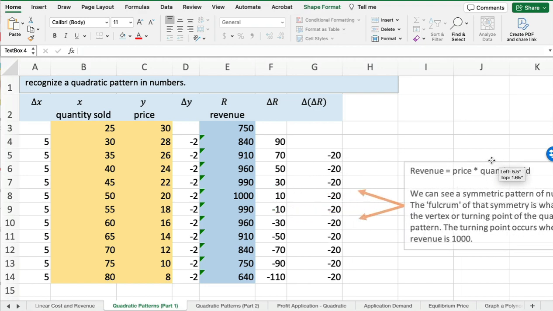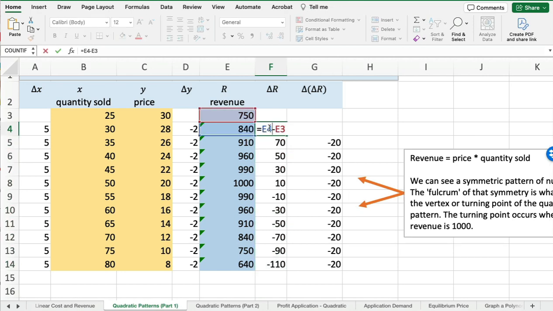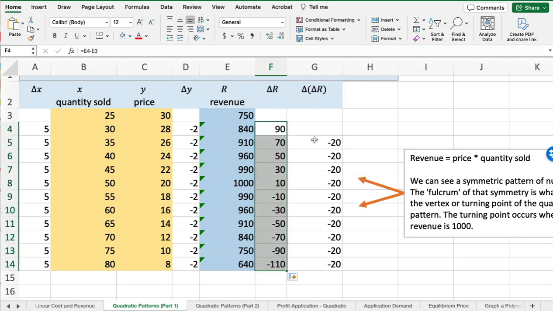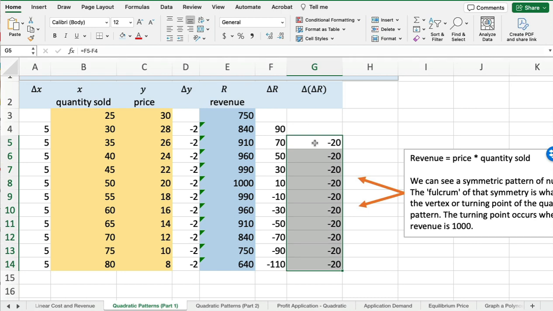If I move this thing over a little, you can see that our delta R's are not constant. The first delta R is equal to E4 minus E3. And when you hit enter on that, we get 90. And then when you copy that formula down, you can see that the delta R's are changing. But when we go to the next column, in column G, when I calculate the change in our delta R column, so equals F5 minus F4, for example, in G5, so that's our first value that we have in row 5. Hit enter and fill down. All of a sudden, you see that's constant. So when the delta R is constant, we actually have a quadratic relationship.